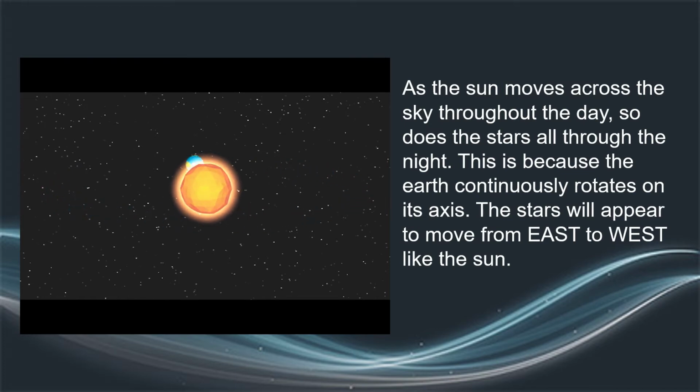The stars will appear to move from east to west like the Sun. So, meaning to say, stars seem to move during the night sky because the Earth rotates on its axis. It's the Earth that rotates. It's the Earth that moves. For that reason, it seems those stars move in their position. So it's about rotation.